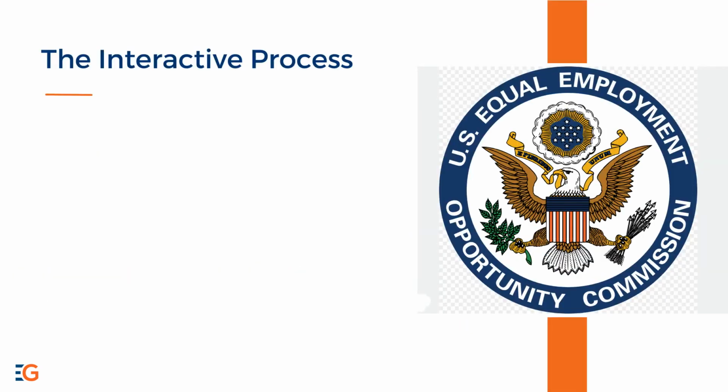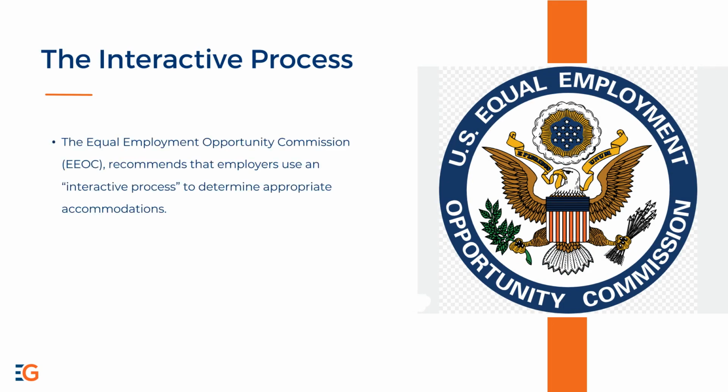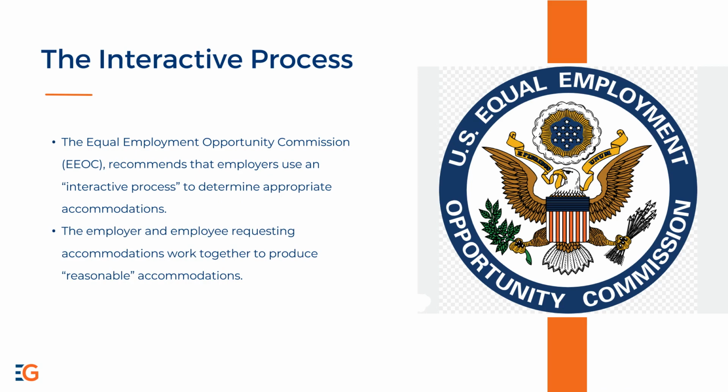Let's review the interactive process. The Equal Employment Opportunity Commission, or EEOC, recommends that employers use an interactive process to determine appropriate accommodations. This simply means that the employer and employee requesting accommodation work together to produce reasonable accommodations. Using the interactive process is only required if the accommodation is not obvious. According to the EEOC, when appropriate accommodation is obvious, it's not necessary to go through the step-by-step process.